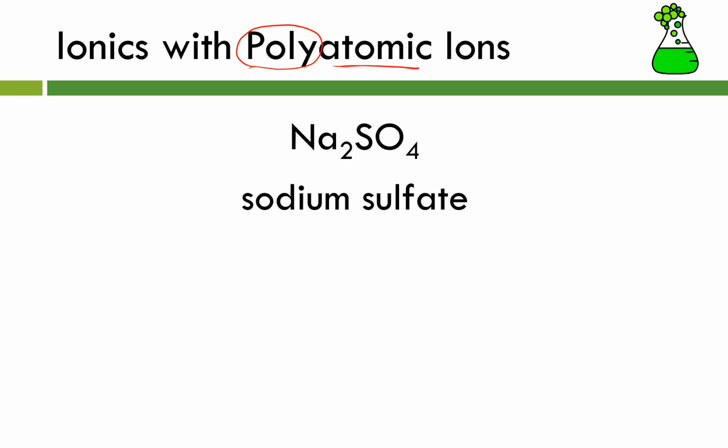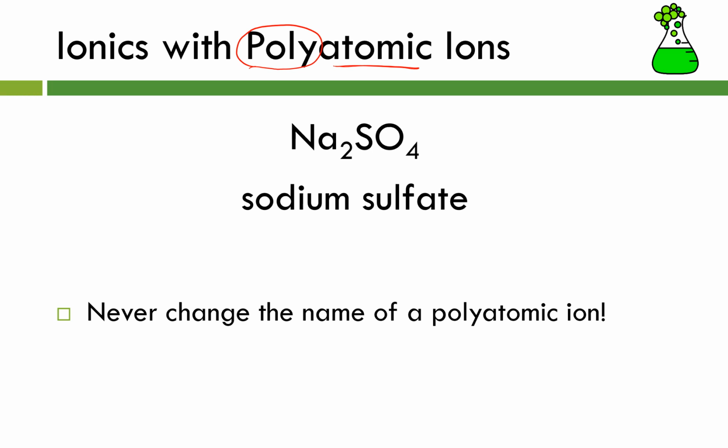One thing that you want to make sure you're doing when you're naming compounds that have a polyatomic present is that you never, ever, under any circumstance, change the name of a polyatomic ion. Before, we were taking endings and dropping them and adding "ide." Usually the endings for our polyatomics are going to be "ate" or "ite." Leave those alone. Do not change them.